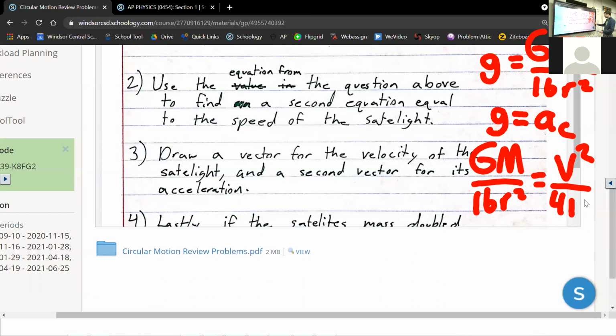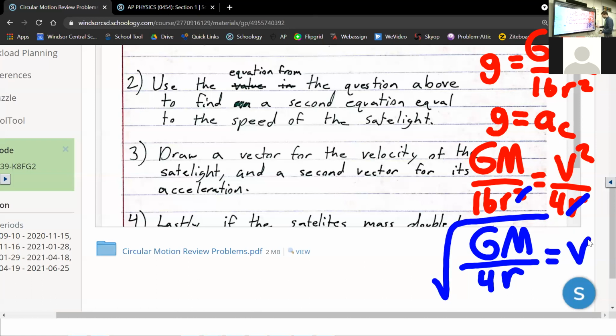The radius is 4r, right? 4 times Earth's radius. So solving that for v, these radii cancel, at least one of them. Then you multiply it by 4 and find the square root. So you get the square root of GM over 4r is equal to v. I think I might have forgotten this 4 on the solutions. But yeah, this is what the equation should look like.